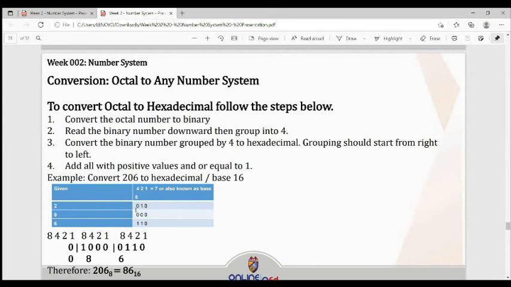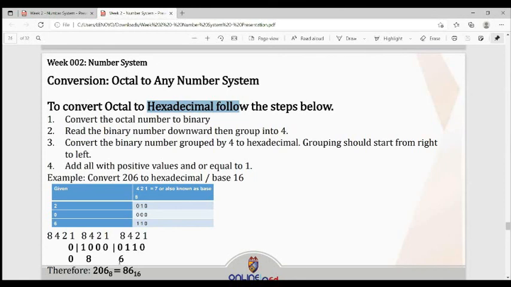So we have 0, 1, 0, 0, 0, 0, and 1, 1, 0. Then after that, we will rewrite 0, 1, 1, 0, 0, 0, 0, and then 0, 1, 0. After that, you group it into 4 kasi ang kailangan natin is hexadecimal. So, i-group natin siya into 4, 0, 1, 1, 0. Then, 0, 0, 0, 1, and then 0. So this is equal to 1, 1, 2, 4.